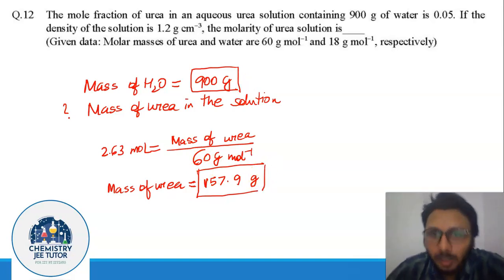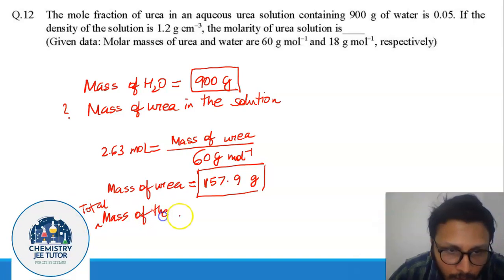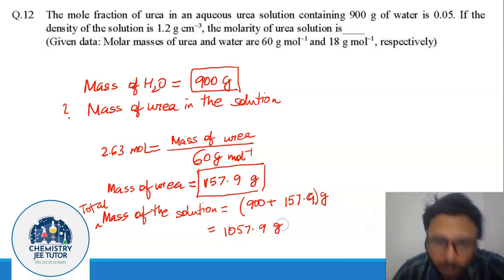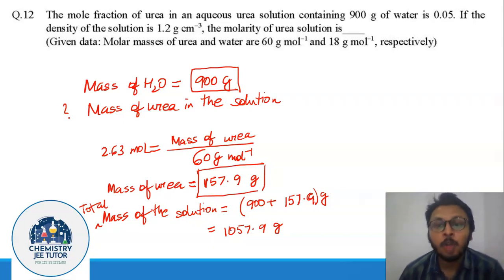Okay, so let us calculate the total mass of the solution. So the total mass of the solution is equal to 900 plus 157.9 gram, which comes to around 1057.9 gram. Okay, so we have the total mass of the solution, we have the density of the solution, and what we require is the volume of the solution.